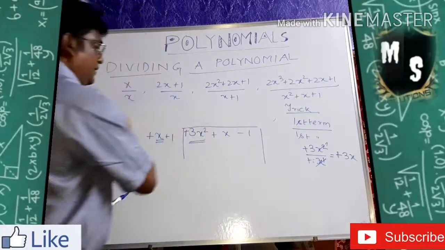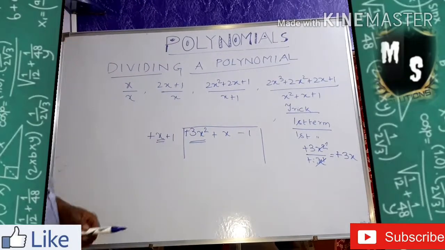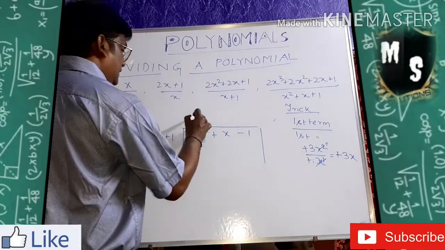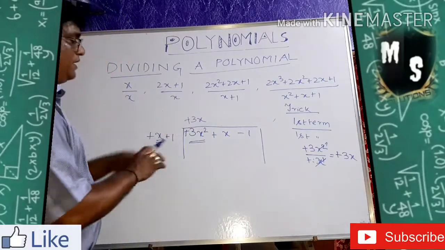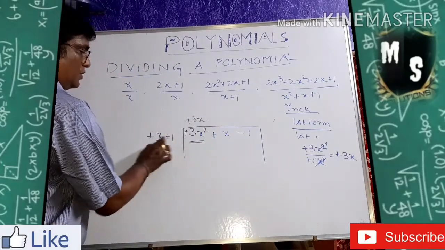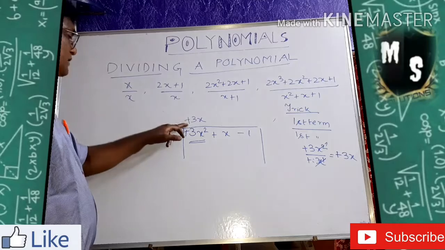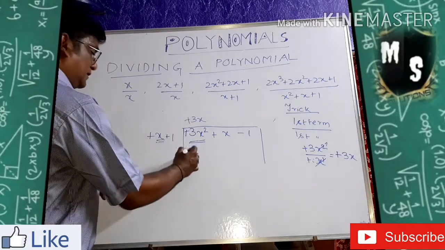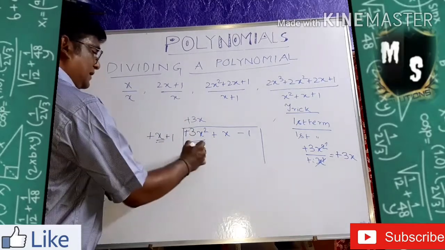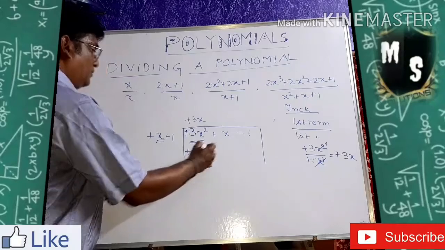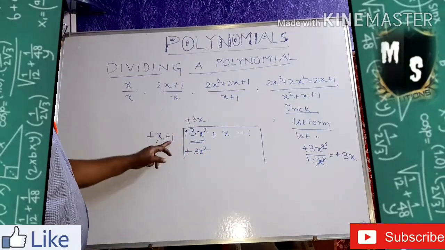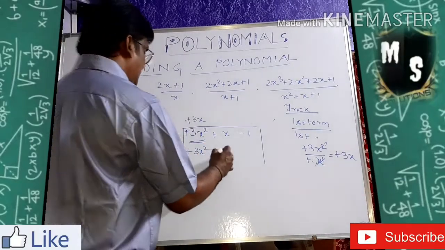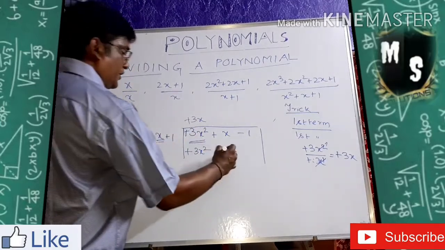See now what is coming? So it is plus 3x. Right here plus 3x. After that you have to multiply this with both. That means plus into plus. Right here plus 3x into x. That is 3x square. Now you see it is plus into plus. It is plus. And write 3x into 1, 3x.